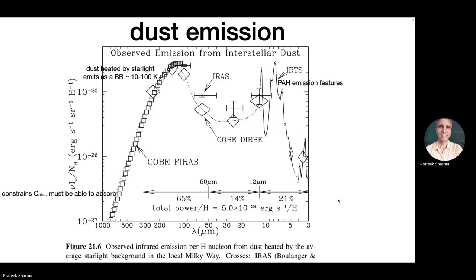So this is emission. This is what the heated dust emits. So scattering, emission, attenuation, all these are related but different quantities.